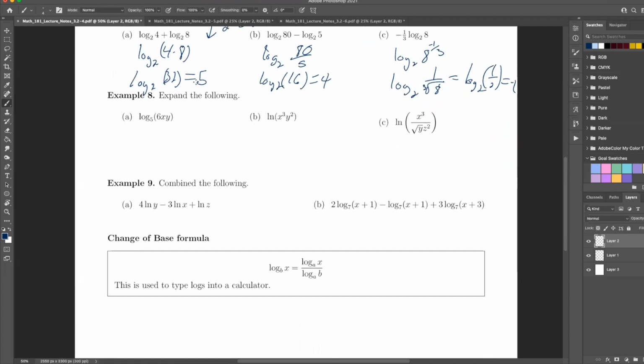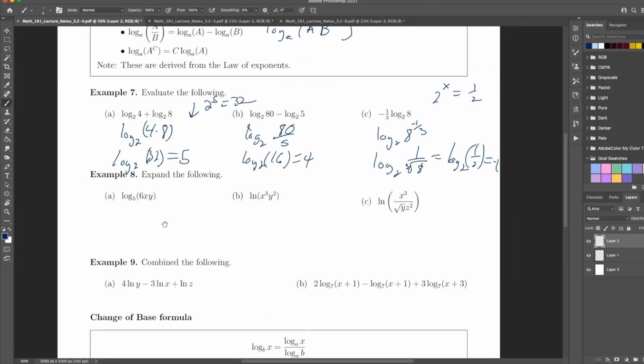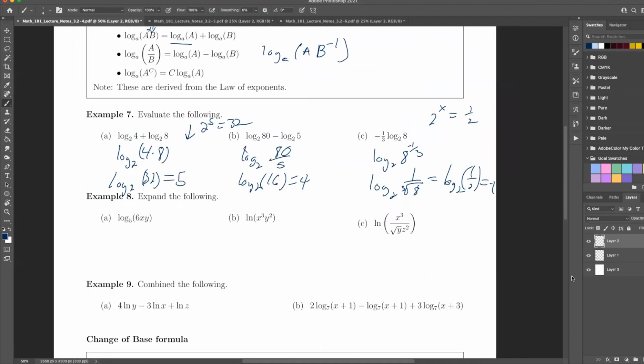All right, so let's do this. Here we just want to expand the following. We've got some log rules. We're going to contract and expand things. Just get used to it, because you're going to need these skills in order to solve log equations. So if I wanted to expand this, everything on top will be positive, everything on bottom is negative. It's a quick and easy way to do this. It'll be log base 5 of 6 plus log base 5 of x plus log base 5 of y.